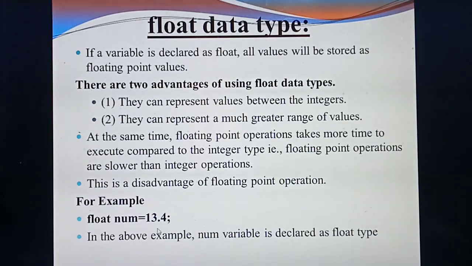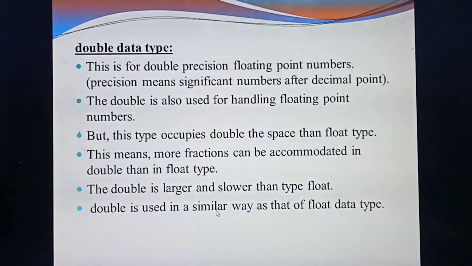By this itself you can identify it is a floating point value. What do you mean by floating point value? Point numbers, that is 13.4. If you declare like this, float num = 13.4, then in the entire program the value of num will be 13.4 of the data type float. Understood what's the meaning of float data type? Okay. The next data type is the double data type.